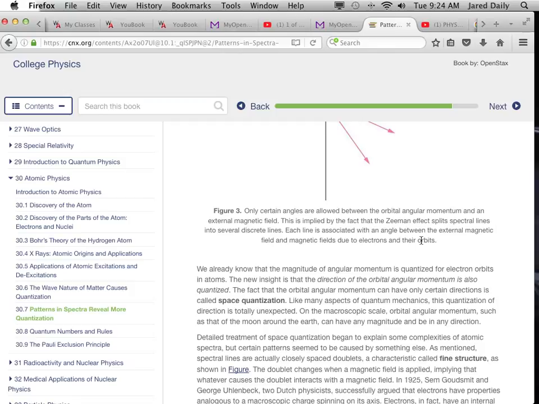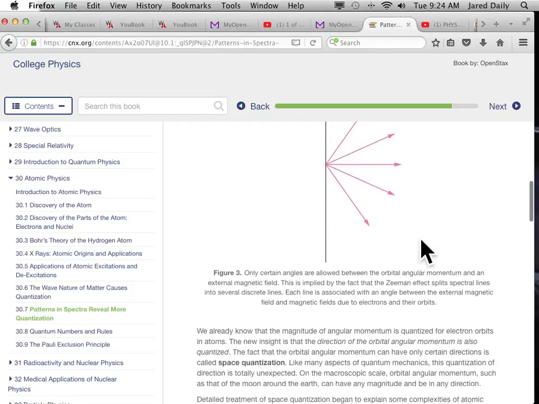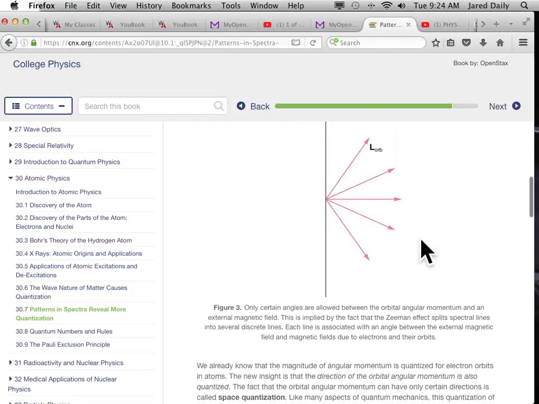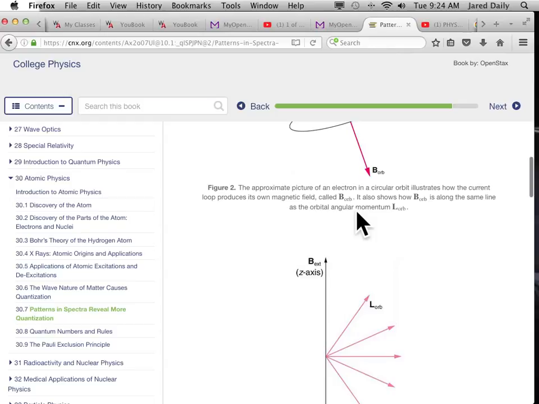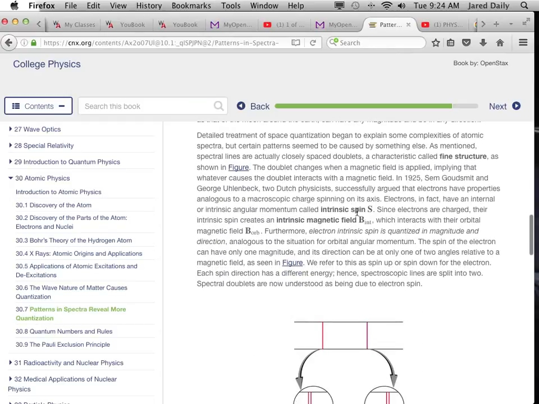They also call this space quantization, because the bigger the magnetic field, the bigger the split there is in the energy levels. So they get spaced out even more, you could think of it as. But then this part where the electrons have their own angular momentum, which is an intrinsic, they call it intrinsic spin here.